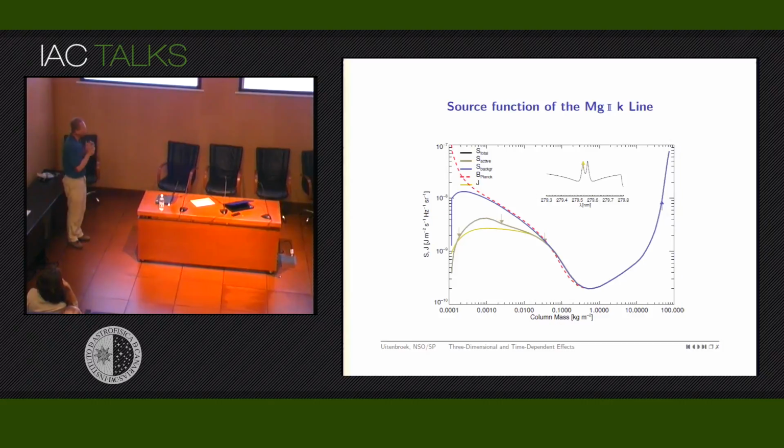And this is one of the effects that I will discuss: the source function in some cases, especially higher up in the atmosphere, is determined by a radiation field that not only is determined by local conditions, but also comes from conditions in other places of the atmosphere.